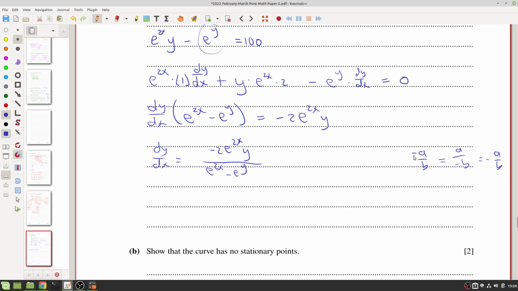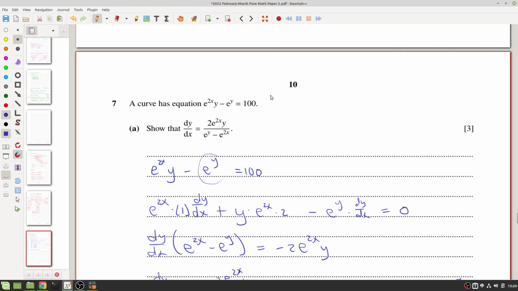Basically what we're doing here is switching the negative from the top to the bottom. So dy/dx equals, take the negative away from the top, or multiply both top and bottom by -1. That's another way to think about it. So 2e^(2x) y over, and now the negative e^y becomes positive e^y, and e^(2x) becomes negative e^(2x). And there we have it. That is it.